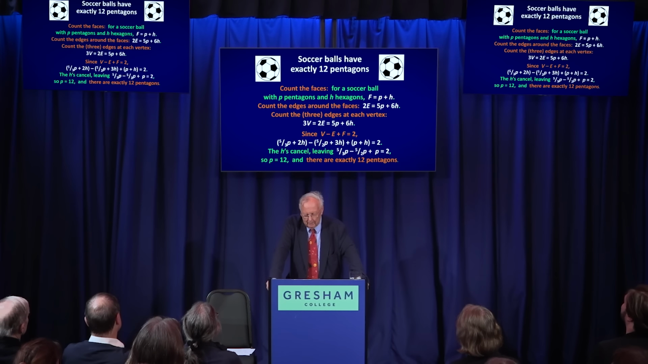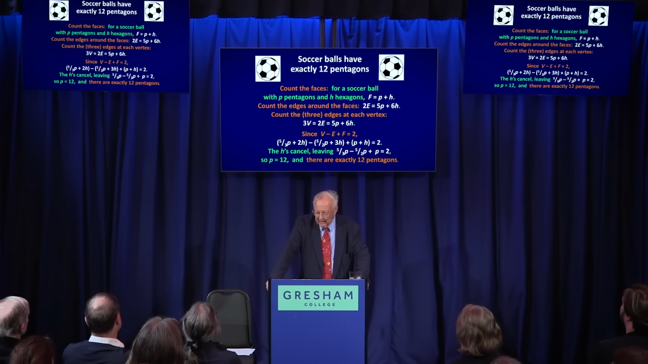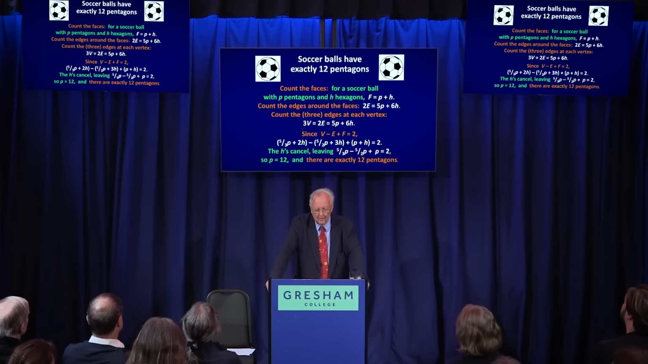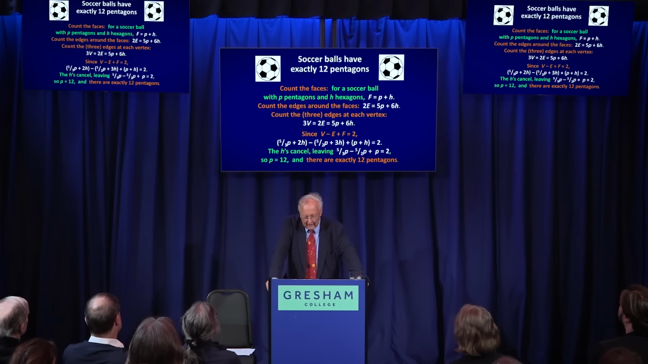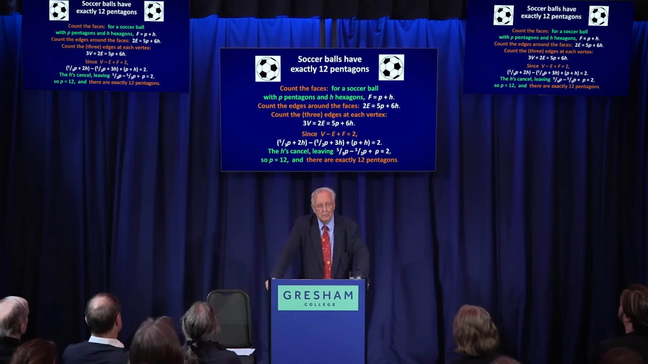So here, if there are p pentagons and h hexagons, then f, the number of faces, is p plus h. Then on counting up the edges around all the faces, we get 5p for the pentagons plus 6h for the hexagons. And that's equal to 2 times the number of edges, with the 2 arising because each edge borders 2 faces and is therefore counted twice. And on counting the 3 edges at each vertex, we similarly get 3v equals 2e because each edge meets 2 vertices. And that again is 5p plus 6h.